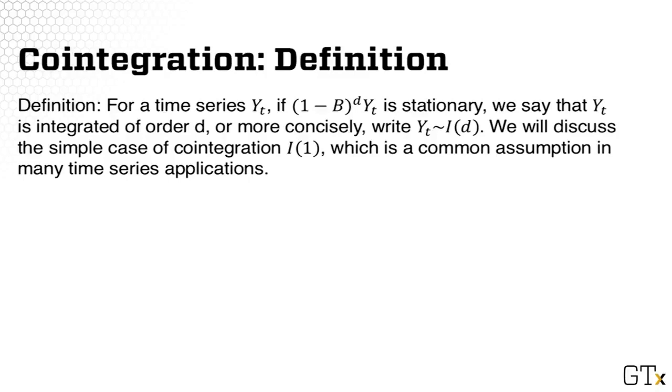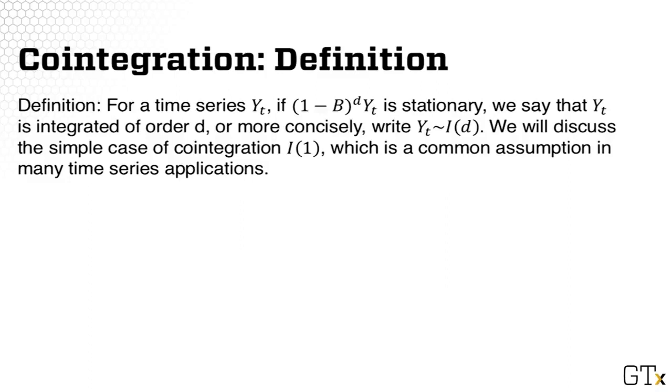To be more specific, if the d-order difference of a time series yt is stationary, we define that yt is integrated of order d, or more concisely, write yt ~ I(d). I(d) is a definition of an integrated time series of order d. If d is equal to 0, then the time series yt is stationary. Thus, we do not need to take any difference to make it stationary. When d is equal to 1, then only a first-order difference is sufficient to obtain a stationary time series.